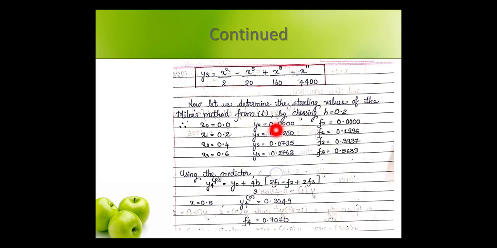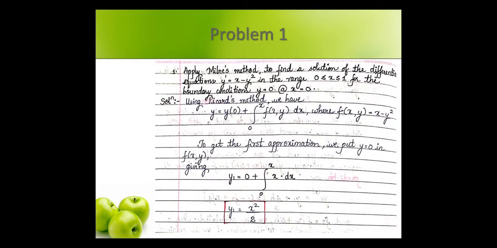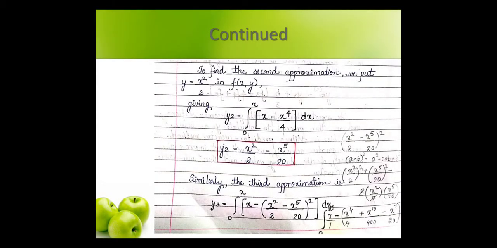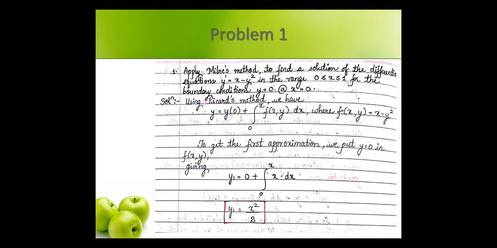Let us determine the starting values of Milne's method now. So x naught values are there with us, y naught values are there. You need to find out the f naught value. F naught value is nothing but you substitute your x naught and y naught in f. So x is 0, y is 0, f naught is also 0. X is 0.2, y1 is 0.02. By substituting your x value, you need to find the y1 value here.